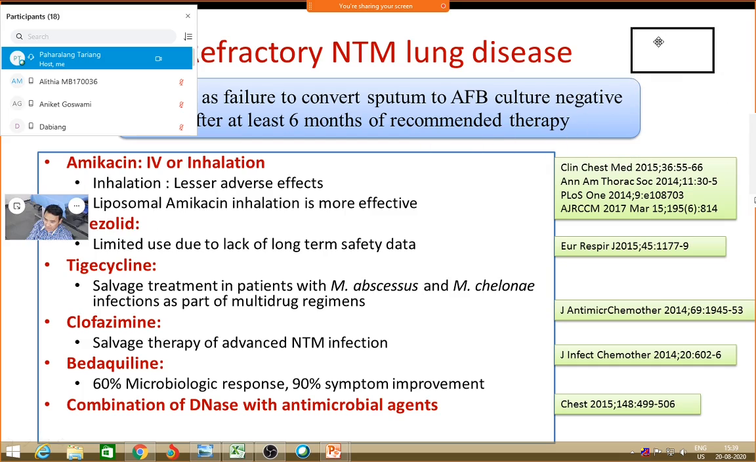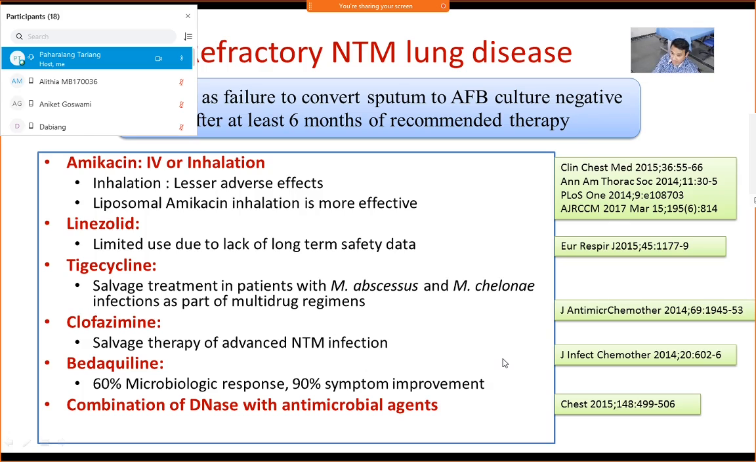So what are the drugs that we can change? We can add amikacin either by IV or inhalational route. The inhalational route has fewer adverse effects, especially on the kidneys, and liposomal amikacin inhalation is more effective than conventional amikacin. Linezolid, there's again limited data. Tigecycline is a bacteriostatic drug, it's not a bactericidal drug. Clofazimine we can add, which has also been used for MDR-TB. Bedaquiline has been considered, and has been shown to have a 60% microbiological response with 90% symptomatic improvement.